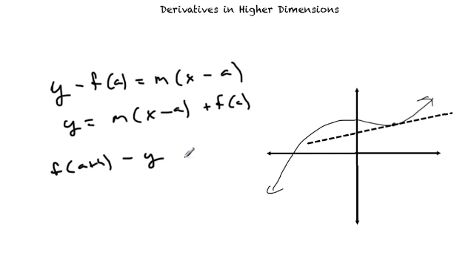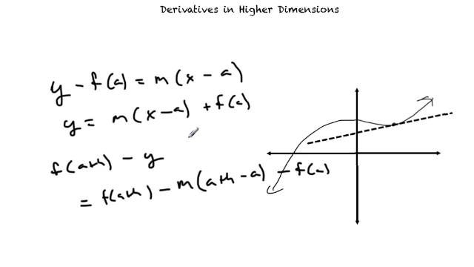So this difference is equal to f of a plus h, great, minus y, which is m times, and now remember we're plugging in a plus h for x, a plus h minus a, and then I'm also subtracting off f of a, right, because I'm subtracting off all of y. So I subtract off this term, and I subtract off this term, and in for x, I plugged in a plus h. Okay?